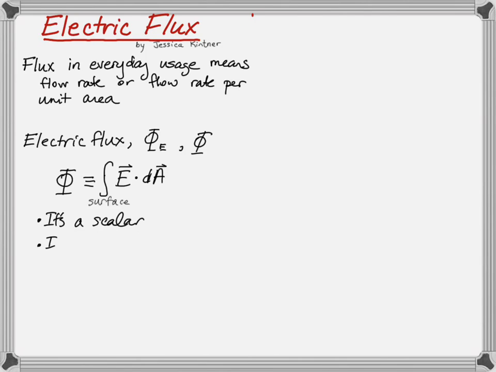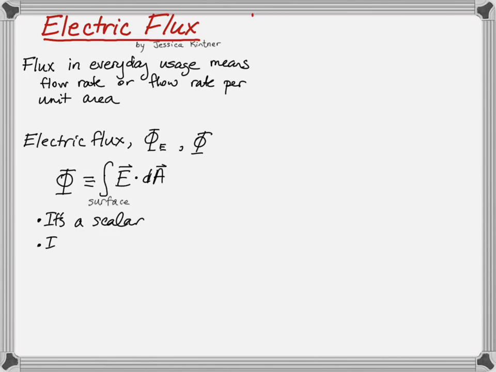You do, however, need to know the dot product. So you see there's a dot in between that E vector and that dA vector. And that's important. That's the dot product. When you multiply two vectors and you get a scalar, that's called the dot product. If you haven't seen that before, you definitely want to go back and review that because that's going to be very important for this video.